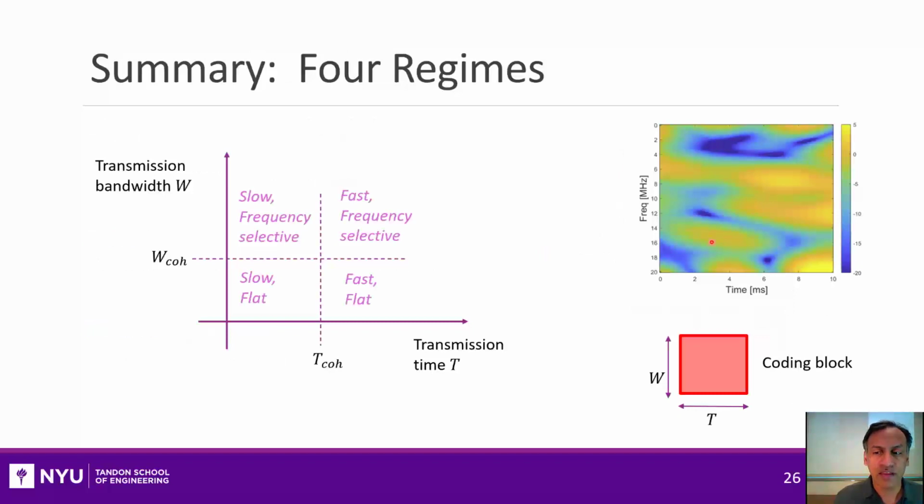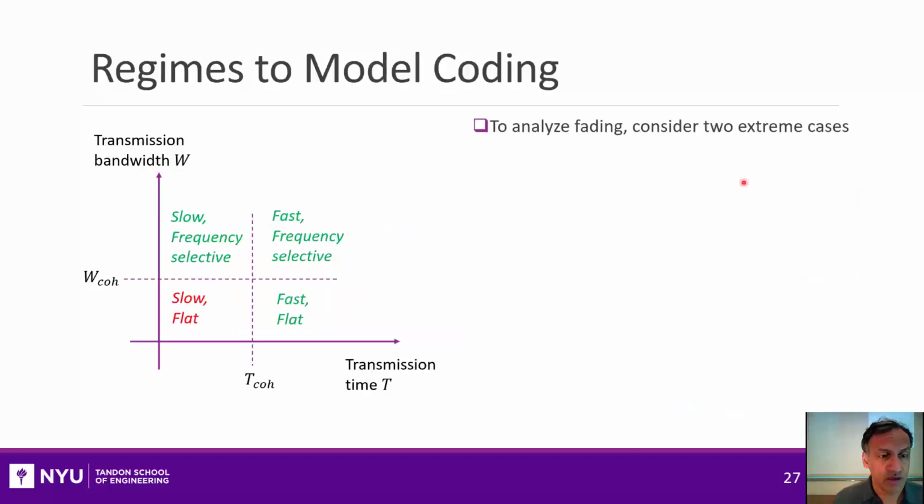And when you put that together, you really have four possibilities, depending on the frequency and time extent of the block. So there are these two dimensions I've drawn here, the frequency on the y-axis and the time on the x-axis. When the time gets larger than the coherence time, it will transition from slow to fast. And when it gets wider in frequency, it will transition from flat to frequency selective. And hence getting four possible options depending on the shape of that coding block, relative to the coherence bandwidth and coherence time.